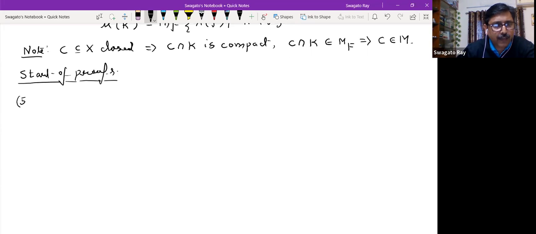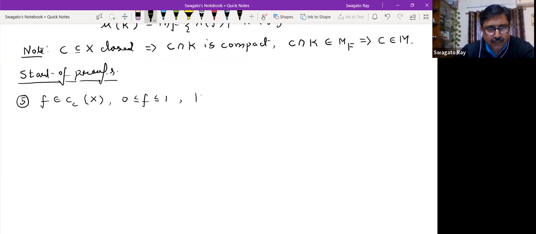Okay. So let me first ask you a question. Let's call it number 5. Let us say f is in C_c(X), and suppose it's a good function, that is 0 ≤ f ≤ 1. Then it's a compactly supported function, and let us say K equals the support of it. Then I have two quantities at hand. One is λf, which makes sense. I have another quantity called μK, which makes sense. What is the connection between these two?